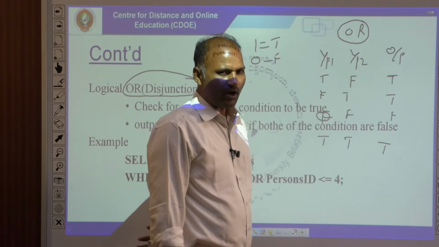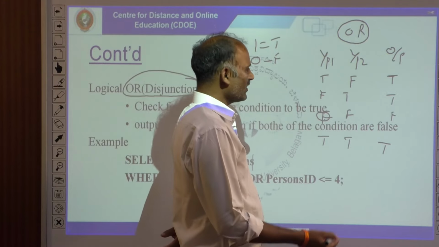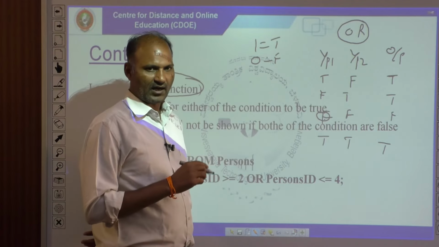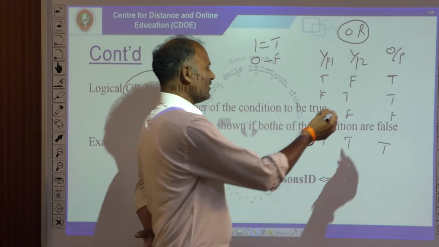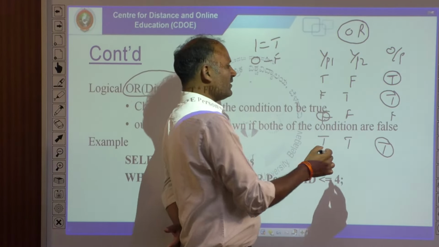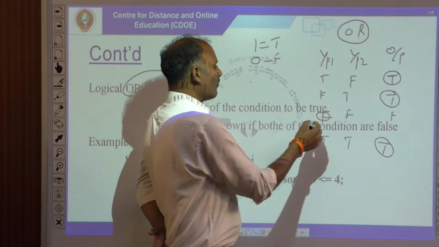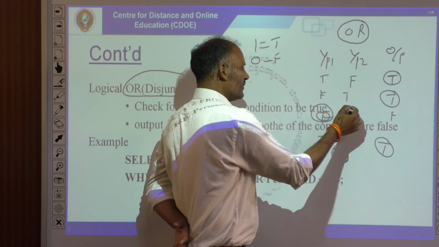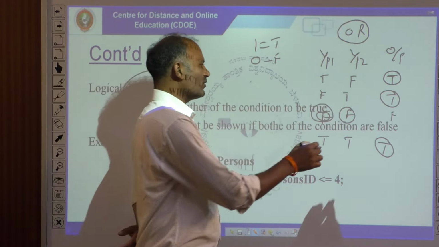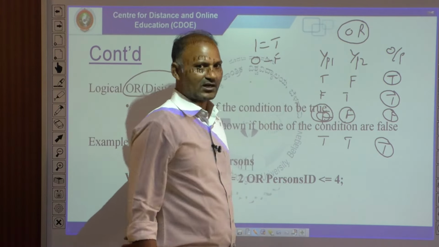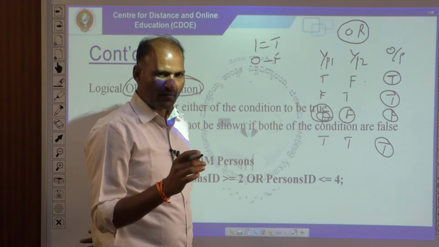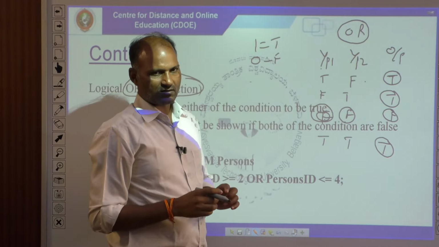So the OR operator works like this: if either of the conditions is present or evaluates to true, then you get records. Otherwise, to get 0 records, both of the conditions must evaluate to false. Then only you get 0 records, otherwise you get records. If either the first condition or the second condition evaluates to true, then you get records, otherwise no.